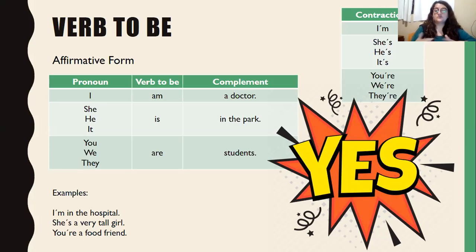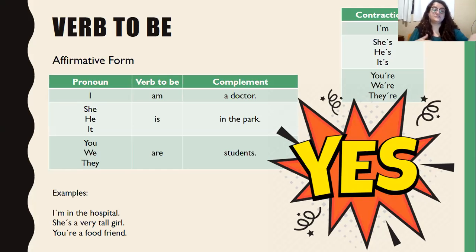You can use contractions. They are very common. For example, you can contract the pronoun and the verb to be with an apostrophe, okay? So I'm, for I am. She's, he's, it's, for she is, he is, it is. And you're, we're, they're, for you are, we are, they are.